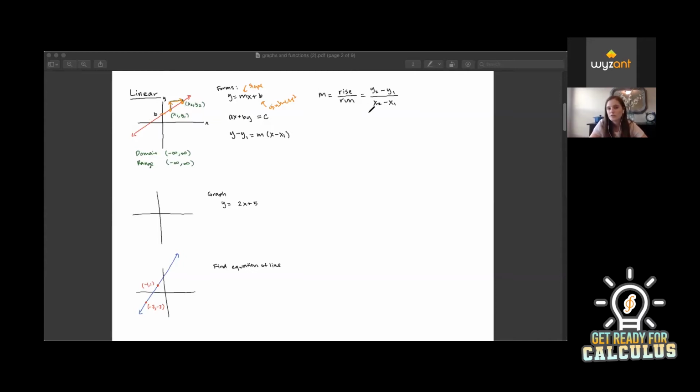Or if you'd rather just plug into the formula, that's fine too. Identify which one's x1 and y1, it doesn't matter which, as long as you're consistent. And just plug straight in and you should get a slope out of it.